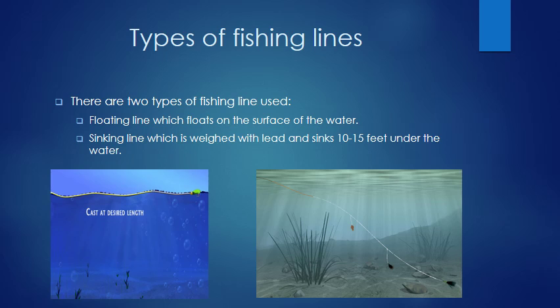The second type of line is sinking line, which is weighted down with lead and usually sinks 10 to 15 feet under the water's surface. Usually with this, we would use a streamer that imitates a bait fish swimming around in the water and attracts a big predator fish.